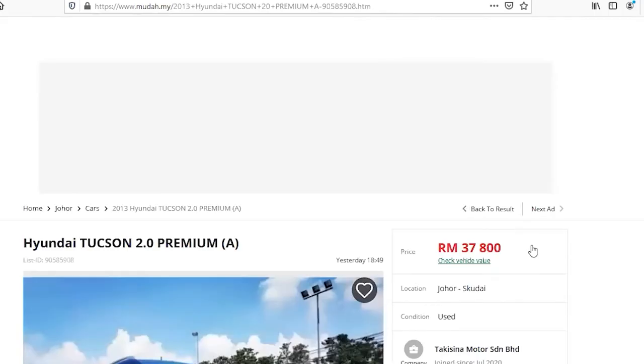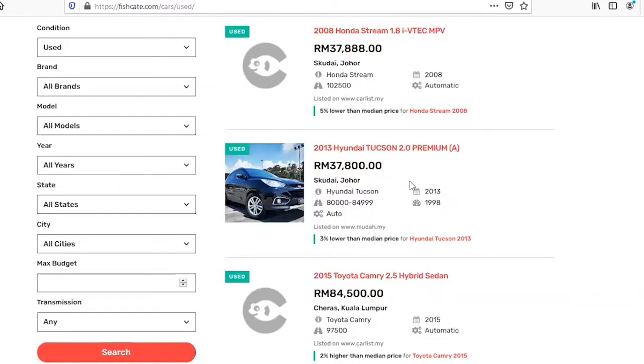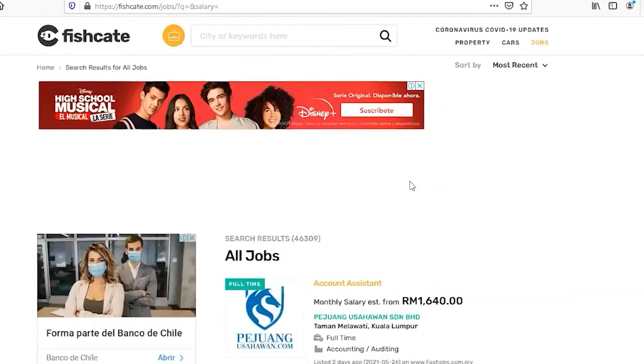Car and property, I think the one I like the most is jobs. Everyone will like the jobs because I did some research before. Even without Fishcate, if you look at the traffic of jobs, it is almost double or triple the size of property and car. I think it's because people change a job every year or every two to three years, but you can't change a property or buy a car every two or three years. I think that's one of the reasons.